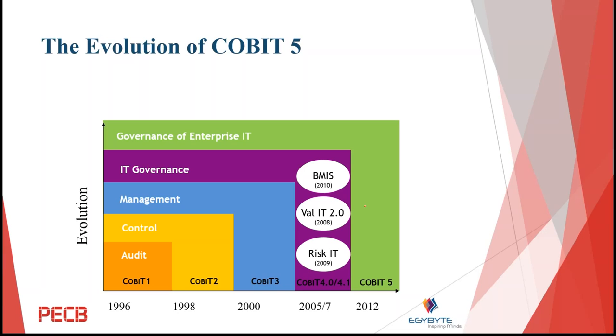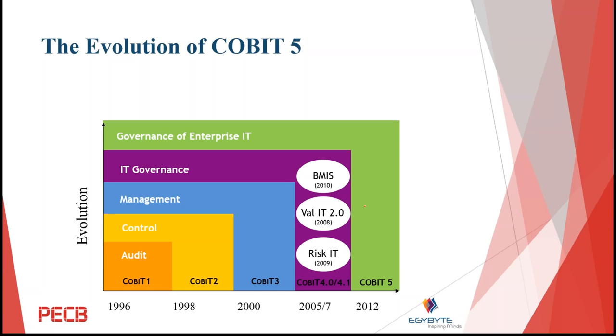Then we have COBIT3 in the year 2000, and it was about management. It's bigger than control, as we all know. And in 2005 and 2007, we have COBIT 4.0 and 4.1. And this one was about IT governance. It tried to translate what business needs into how we in IT departments can achieve these needs in a technical way. And then in 2011, we have the last version, which is the current one, COBIT5. And it's about governance of enterprise IT. It's not like 4.0 and 4.1, IT governance. It's governance of enterprise IT.